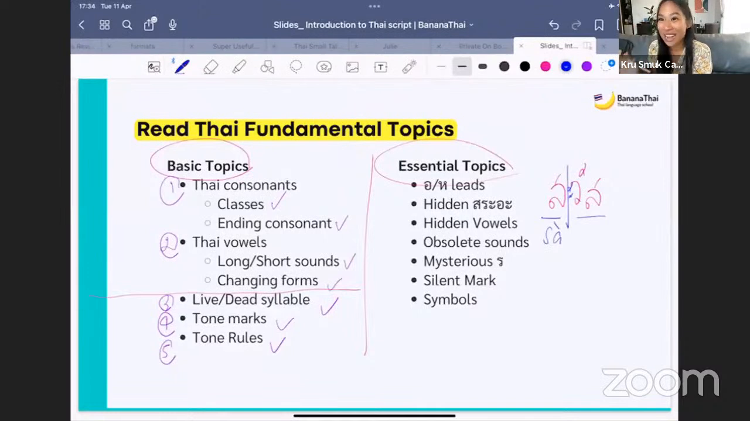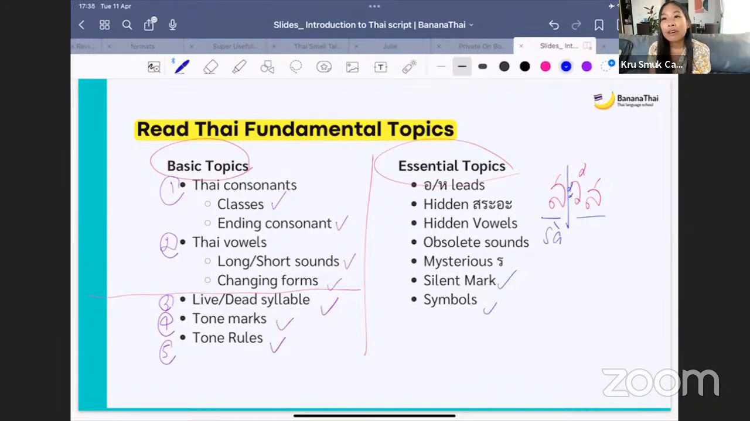It can be so many things, so you have to learn about what rorua can be. The silent mark, the mark that is put on top of a consonant, and that consonant's sound is obsolete. And other kinds of symbols and stuff. So these are all it takes. I'm telling you, this is all it takes for you to read basic Thai with full understanding. What do you think? It's good? Easy. Yeah, right?